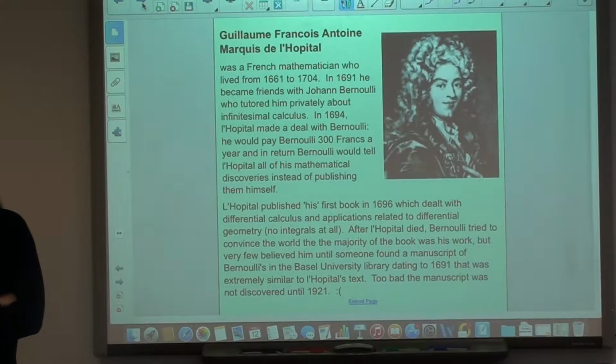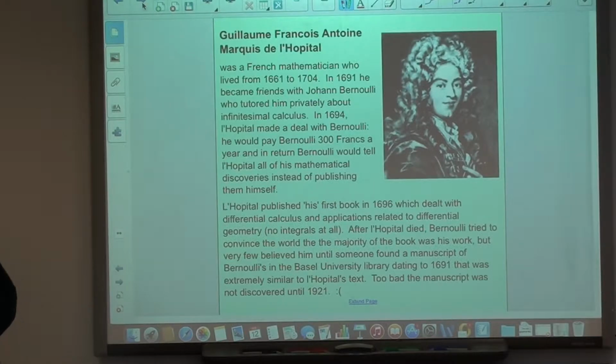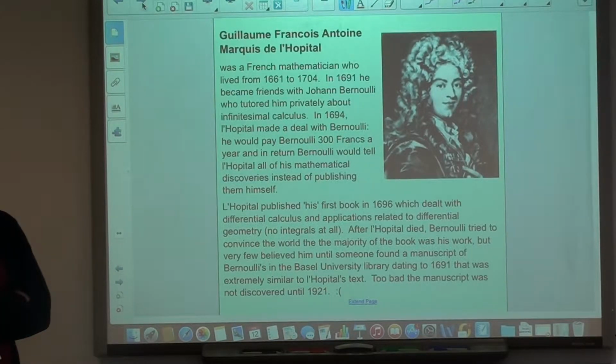L'Hôpital was sneaky. He was smart. He was kind of crafty. Here's what he did. In 1694, he made a deal with Bernoulli. He would pay Bernoulli 300 francs a year if Bernoulli would tell him all of his mathematical discoveries without publishing them. So Bernoulli agreed. And for years, not forever, but for quite a few years, Bernoulli went to L'Hôpital, told him all of his discoveries, and got paid his 300 francs. And then L'Hôpital took Bernoulli's work and published it under L'Hôpital's name.